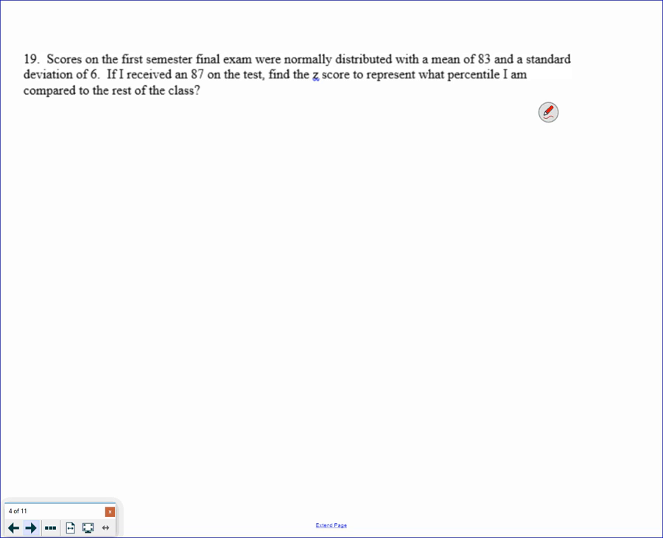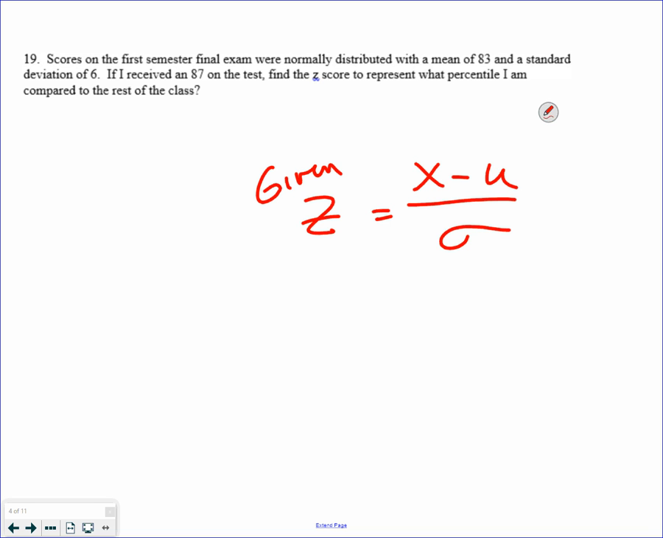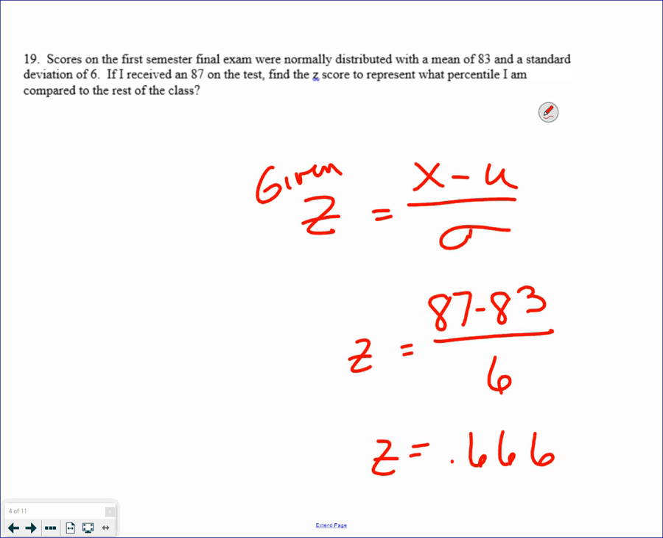Scores on the first semester final exam were normally distributed with a mean of 83 and standard deviation of 6. If they received an 87 on the score, find your z-score. This will be given to you on your final exam. So we got x minus mu over standard deviation. What that means is you take the value minus the average divided by the standard deviation, and that will give you a z-score. In this case, the score you received was 87 minus 83 divided by 6. So this has a z-score of 0.666 or 0.67, or excuse me, 0.7 when you go to the z-score chart. Again, the z-score chart would be given to you. So you go to the z-score chart and it's going to say 0.758.